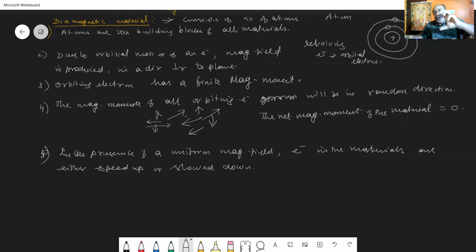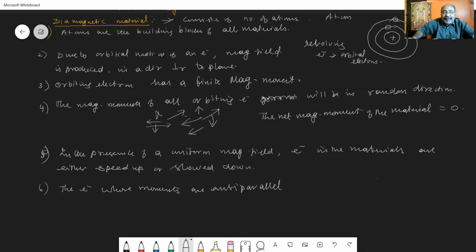Which electrons will get speeded up and which electrons will get slowed down? So the electrons whose moments are anti-parallel to the magnetic field are speeded up.